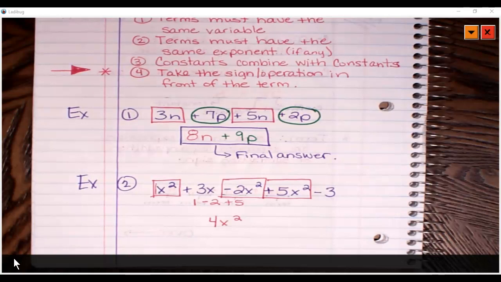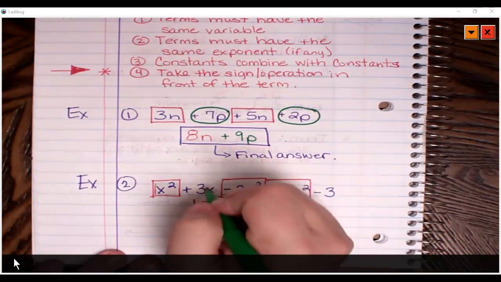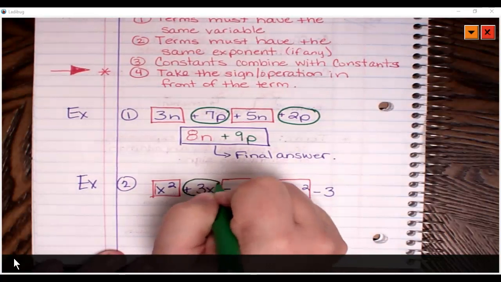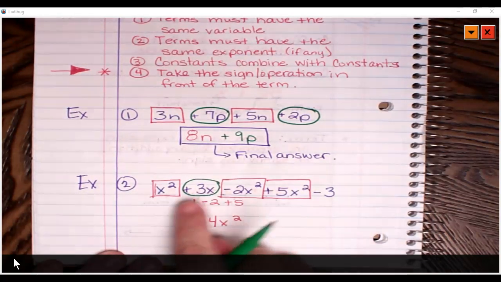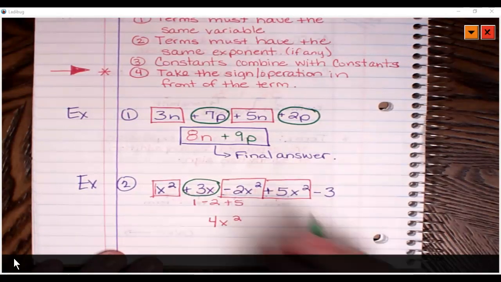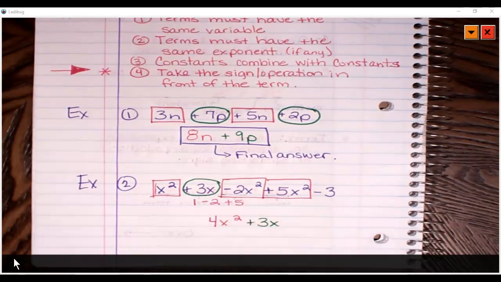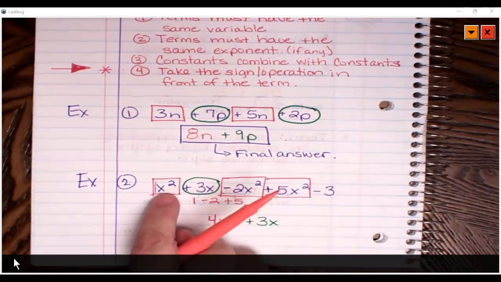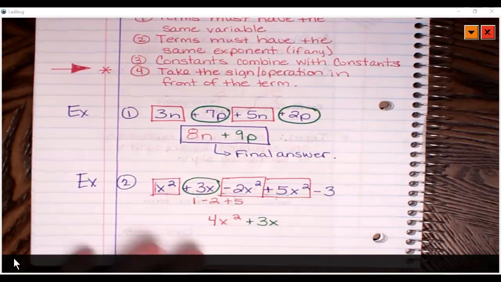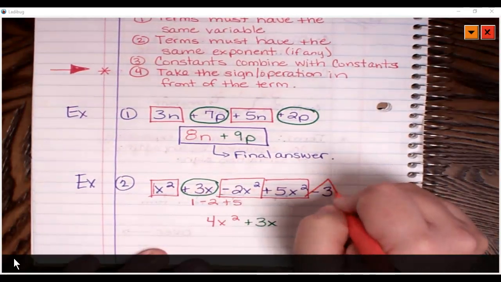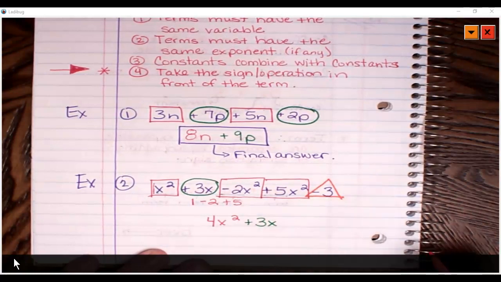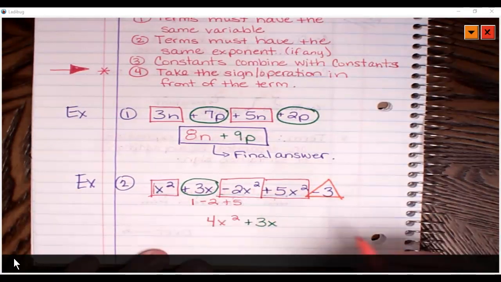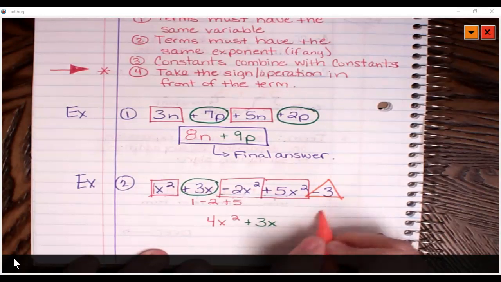Then I need to look at my next terms. All right, here is a positive 3x. Do I have any more just plain old 3x's? Nope, I sure don't. So that's positive 3x, so I'm going to add 3x. And then lastly, I have a negative 3. I've already used squares. I've already used circles. I don't know, maybe I'll do a triangle. So if you don't have all the different colors, you could easily draw shapes to show your similar terms. And since I don't have any other constants to combine that with, I'm just going to bring it down.